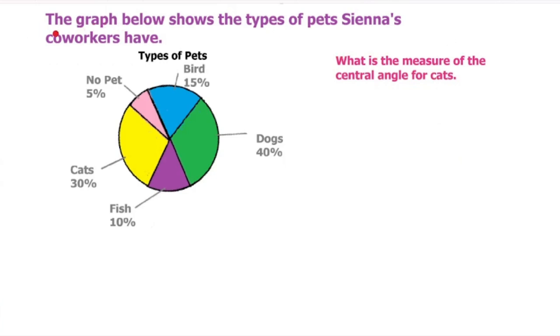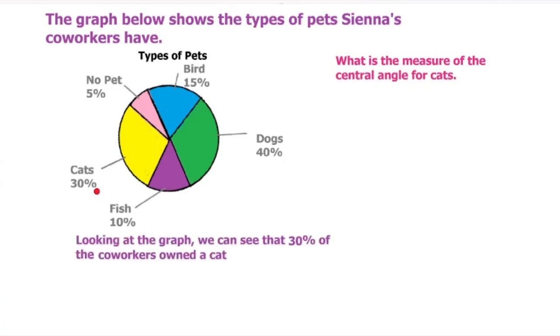So if we have a problem like this that says the graph below shows the types of pets Sienna's coworkers have, and we need to find what is the measure of the central angle for cats. Okay, so we can see all of these in the circle graph, the percentages of the types of pets people have. So looking at the graph, we can see that 30% of the co-workers owned a cat. We can see that here, okay?